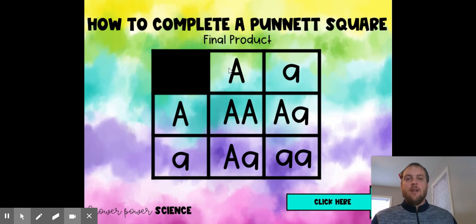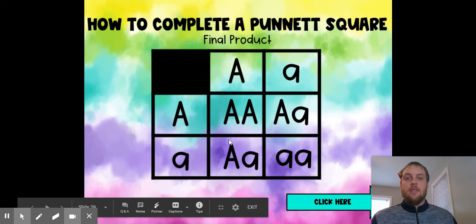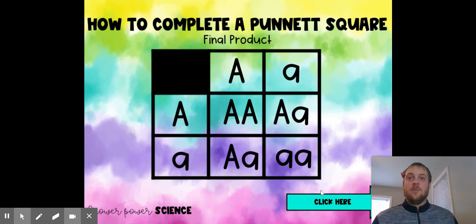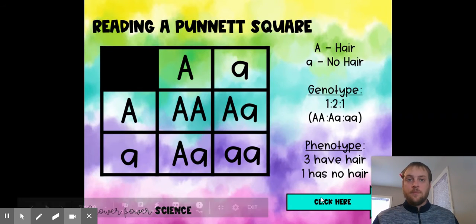So we have the parents' genotypes separated on the top and the side here, and then the possible outcomes for the offspring in the middle. Now, what exactly do these letter combinations mean? Well, again, they're predicting the possible outcomes for these offspring.